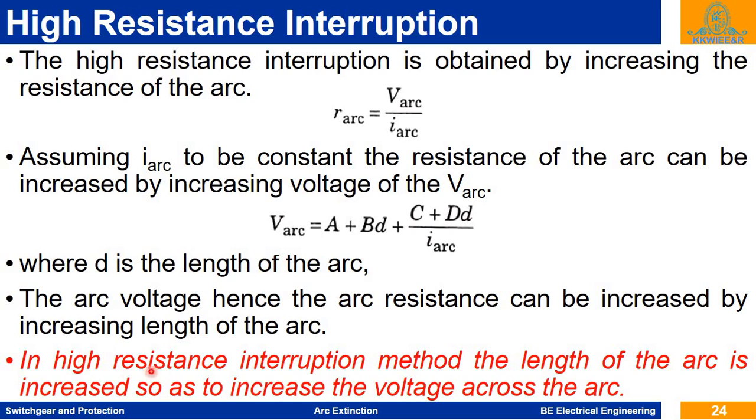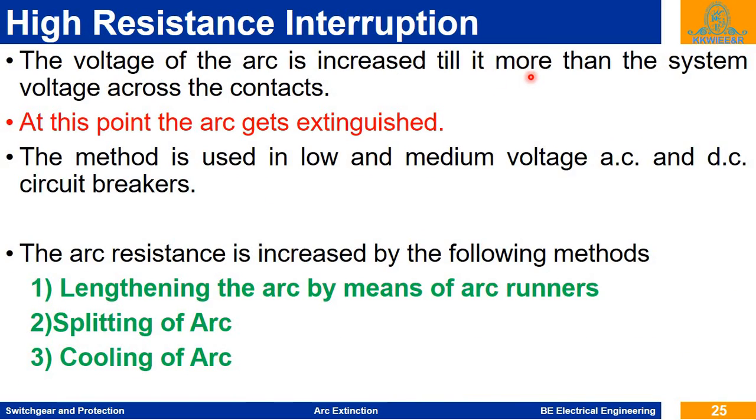In the high resistance interruption method, the length of the arc is increased so as to increase the voltage across the arc. By increasing the length, we can increase the voltage, and with this increase in voltage, the resistance of the arc increases. The voltage of the arc is increased till it is more than the system voltage across the contact. We have to increase this voltage to such a level that when the contacts are fully separated, the system voltage is observed by the contact, and this V arc is more than the system voltage.